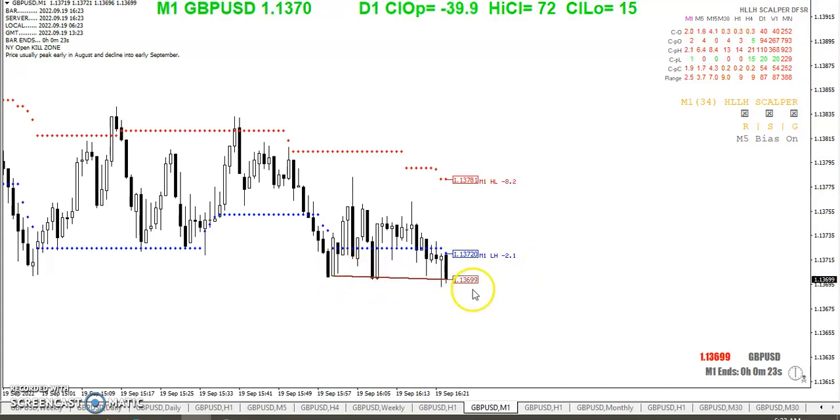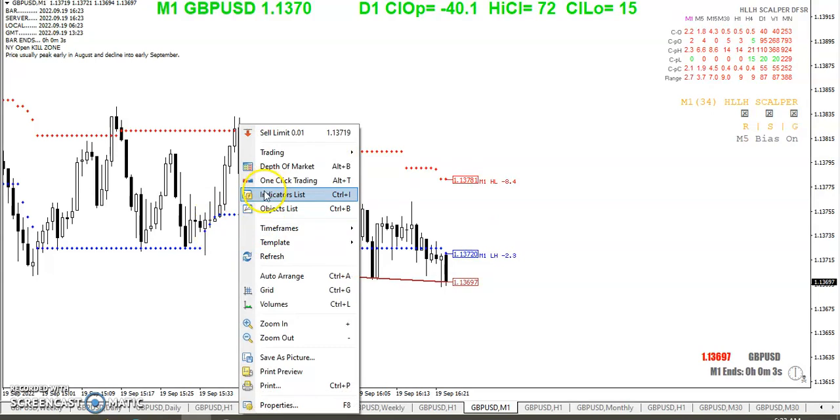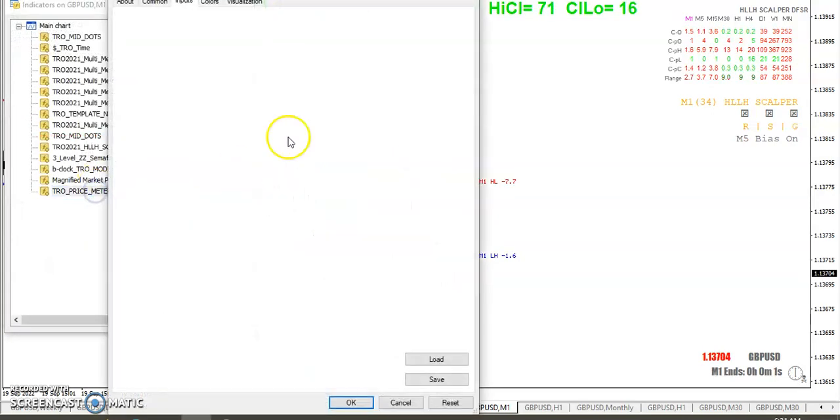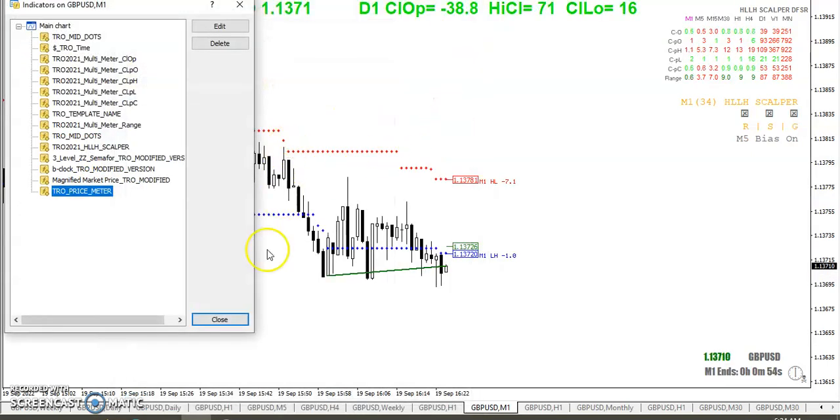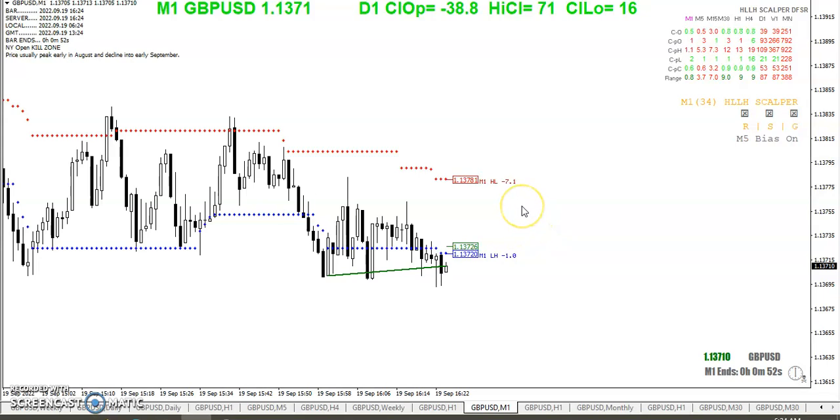If you're wondering what this line is, that's just the price meter from the open. At the time, this was green, so that pretty much would signal that you want to be long above the H1 open and short below. I'm pretty sure that's on H1. The price meter, yeah, 1 hour. That way you don't have to be looking at the hourly chart. It's just one of those visual on-chart visuals.